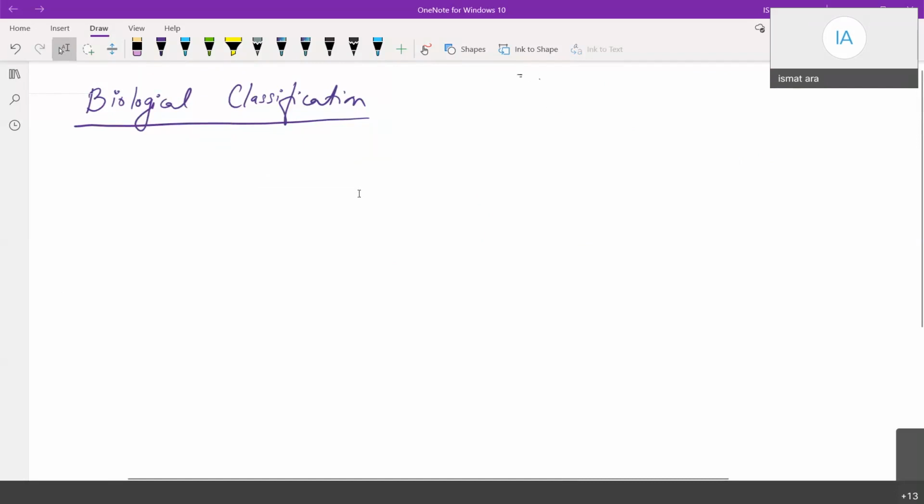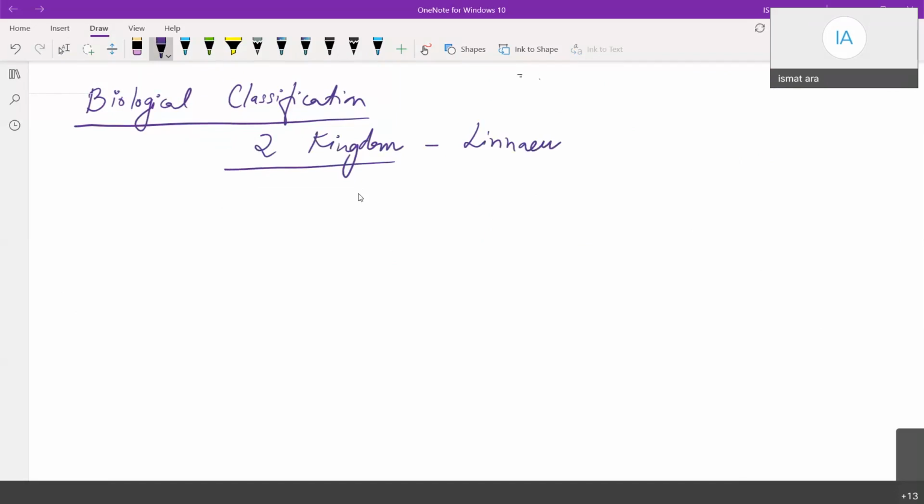Next, two kingdom classification. Two kingdom classification was given by Linnaeus. Kingdom Plantae, with the AE suffix, and Animalia, with the IA suffix. Whenever we write kingdom, we will not write plant or animal; we will write Plantae and Animalia.